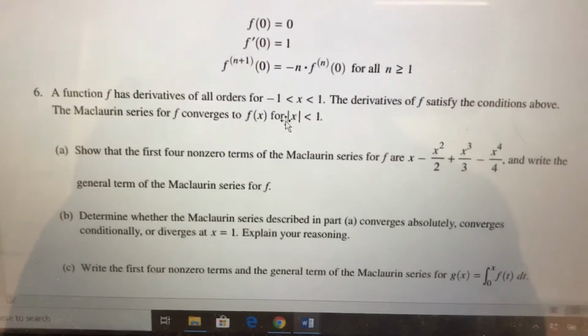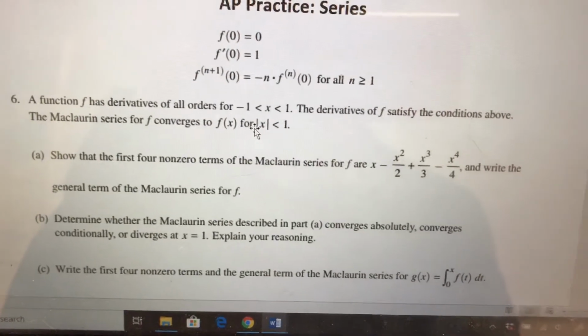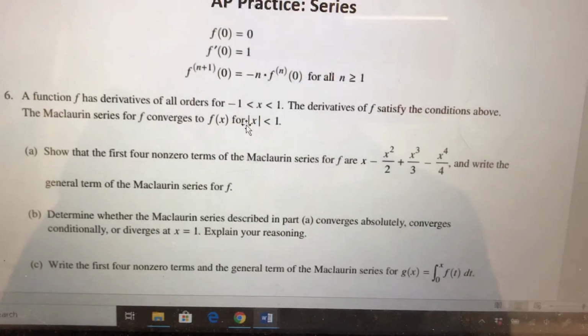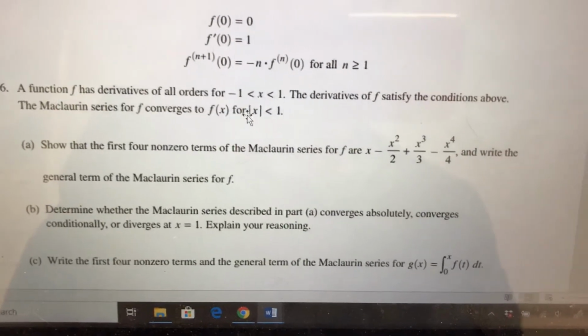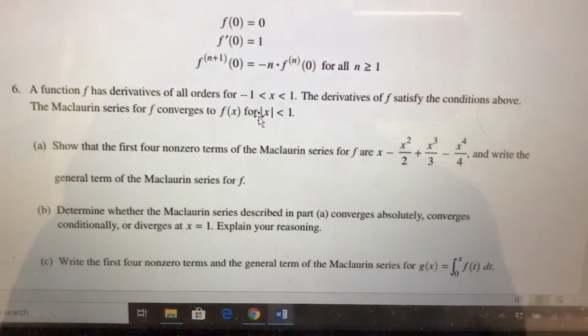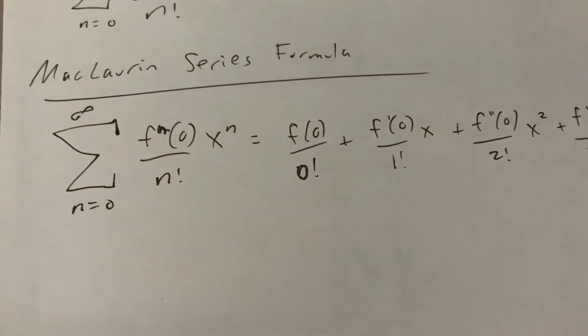All right, part A says, show that the first 4 non-zero terms of the Maclaurin series, so this is centered around 0, are those terms. Well, that's nice. They give us the answer, and then they want us to write the general term for the series. So basically, we can work with this formula right here.